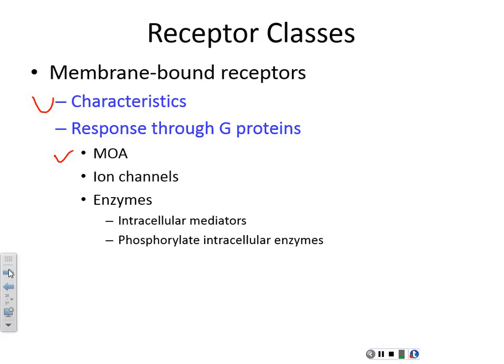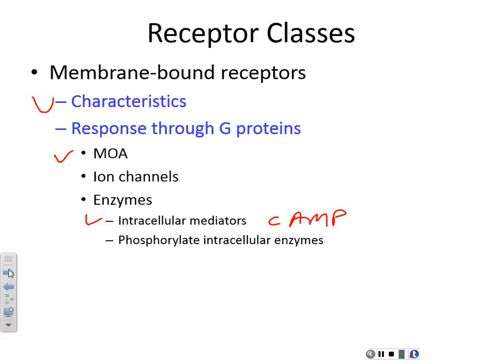It can either attach to an ion channel, or it can activate another enzyme, or it can create a second messenger, like cyclic AMP. If it stimulates adenylate cyclase, for instance, it will convert ATP to cyclic AMP. Cyclic AMP then goes and phosphorylates other proteins and makes them active. So the intracellular mediators are also called second messengers, like cyclic AMP.